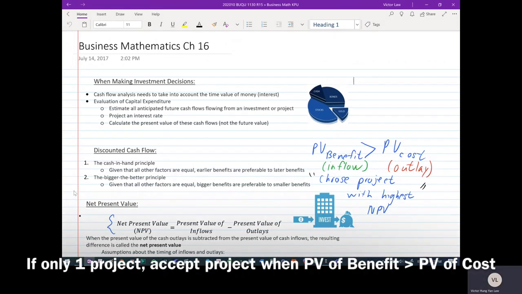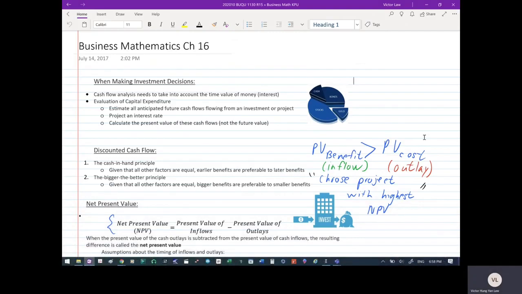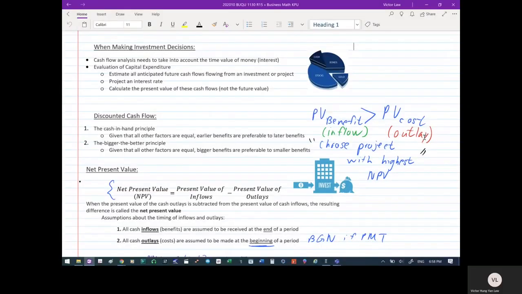If there's only one project, the firm looks at the present value of the benefit and compares that with the present value of the cost, seeing which one is bigger. If the present value of the benefit is greater than the present value of the cost, then the firm will accept the project. And if there are multiple projects, then the firm will choose the project with the highest NPV, the highest net present value.